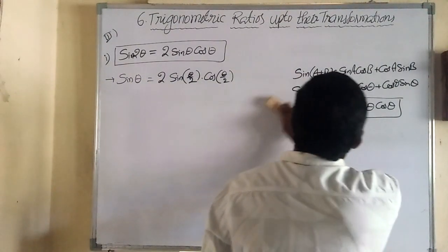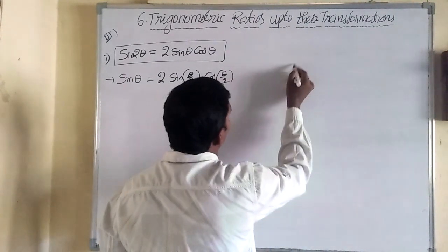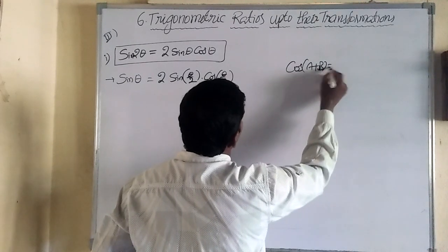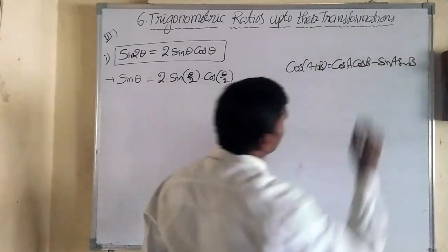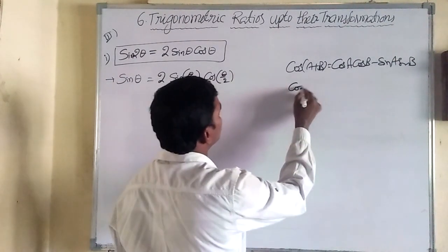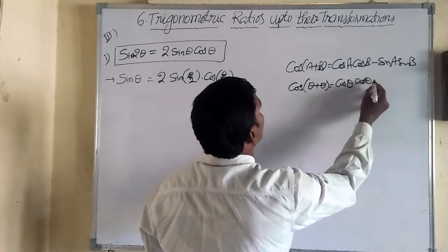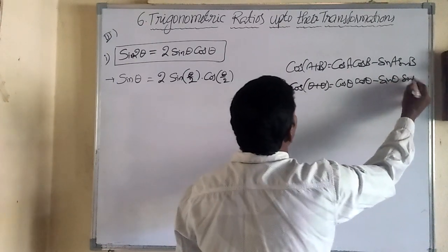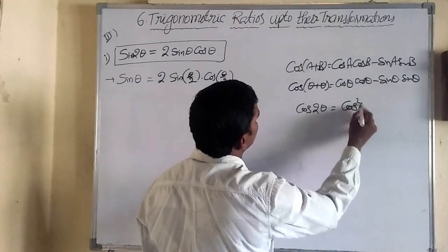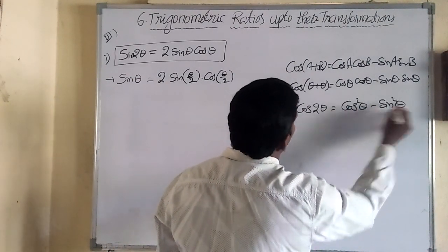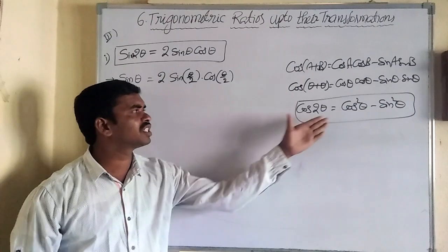Similarly, suppose we want the cos 2 theta formula. How can we write it? Simple. Do you know the cos of A plus B formula? Yes, very good. What is that? Cos A cos B minus sin A sin B. So take theta instead of A and B. Theta plus theta becomes cos theta into cos theta, minus sin theta into sin theta. Theta plus theta becomes 2 theta: cos square theta minus sin square theta. Is it easy or not? I derived in front of you the cos 2 theta formula.